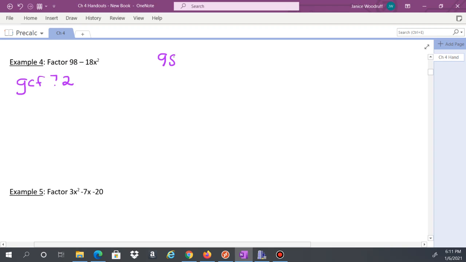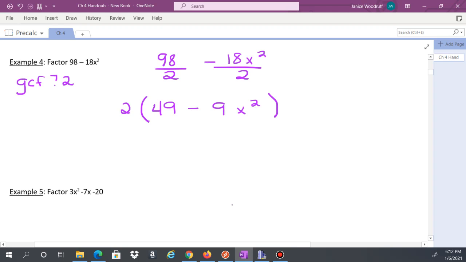So that's going to give me a 49 minus 9x squared. Do you notice anything about the 49 and the 9x squared? Yeah, they're both perfect squares, but the x squared's on the wrong side, right? So I have to change that. Let's take a look when we change it. See what happens here.